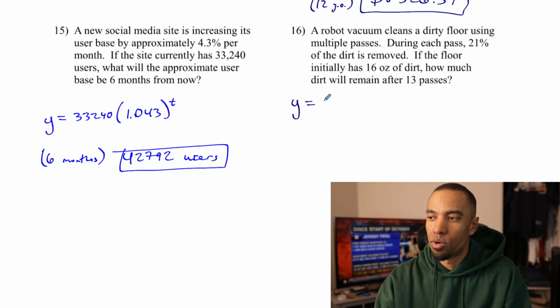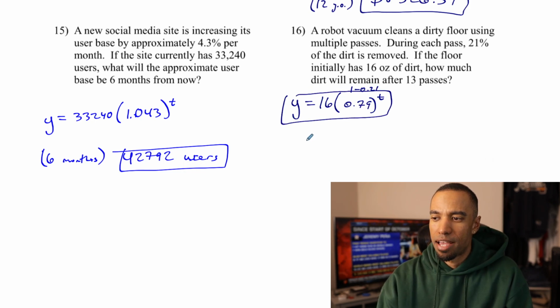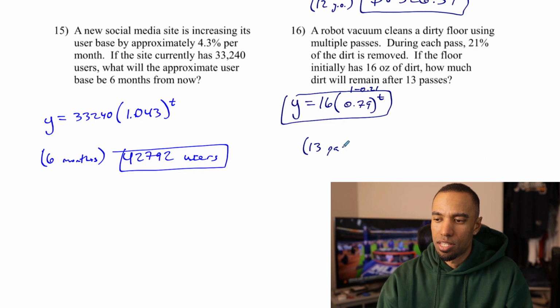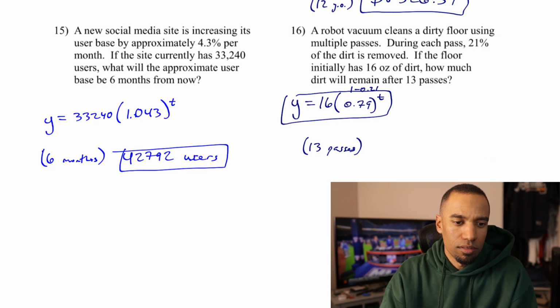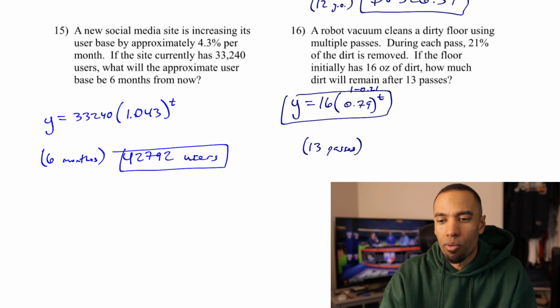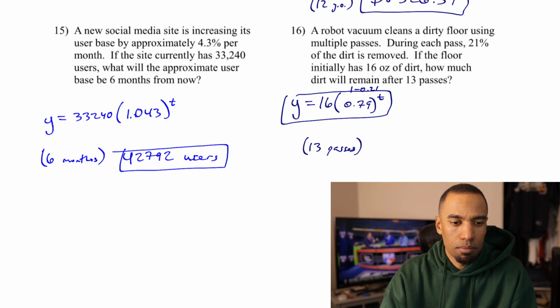We're going to do y equals, where do we start, 16 ounces? 16 times 1 minus 0.21, which is 0.79, raised to the t power. There's our model. 13 passes, I guess that's kind of time. 13 passes later, it should be pretty small, taking away that much. 16 times 0.79 raised to the 13th power.